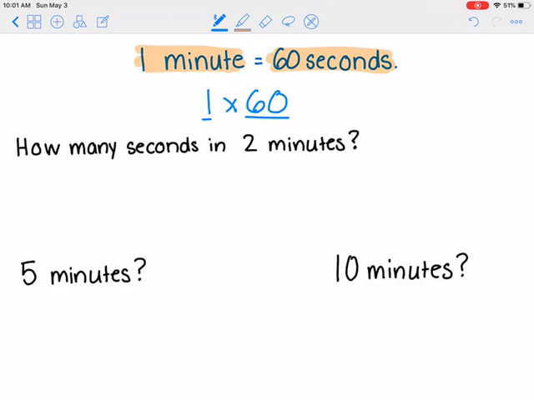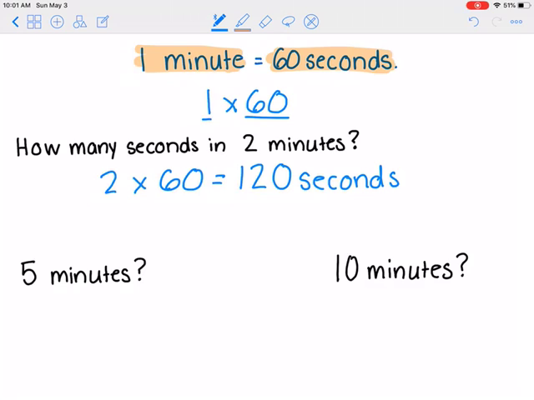Now they're asking us about 2 minutes. So you have to do 2 times 60. And I know that 2 times 6 is 12, so 2 times 60 is 120. So there are 120 seconds in 2 minutes. Now they want us to do the same thing but with 5 minutes.